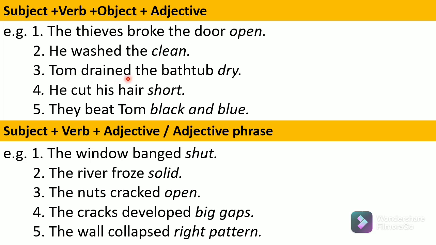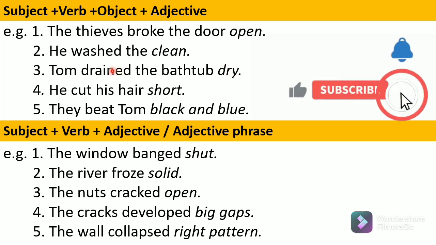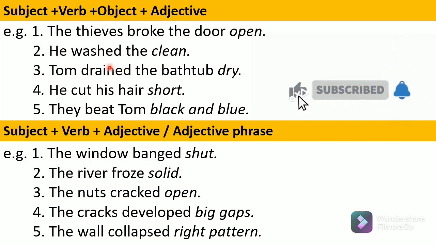Tom drained the bathtub dry. Draining and drying happen at the same time, at the same place, by the same subject. And dry is what? Dry is the end result of the action word, what? Draining. Yes, he cut his hair short.